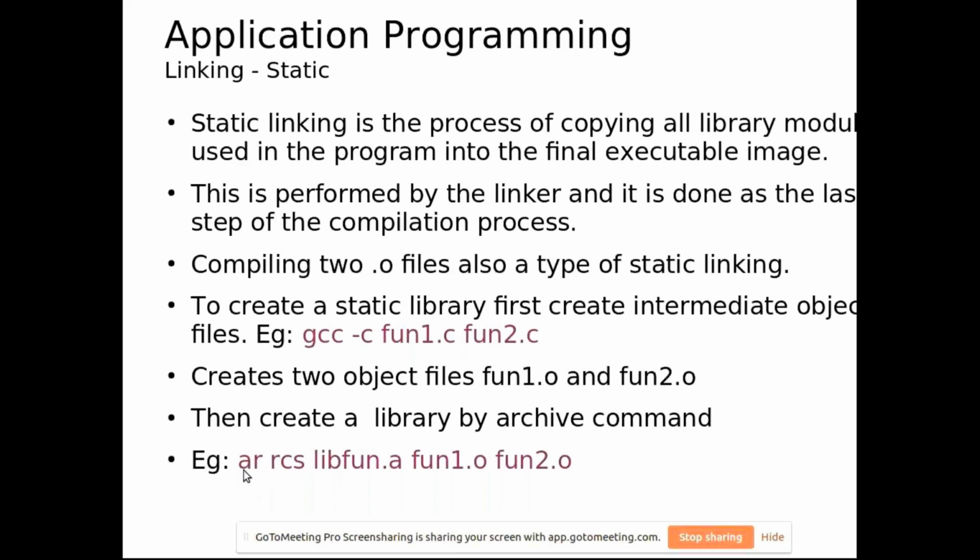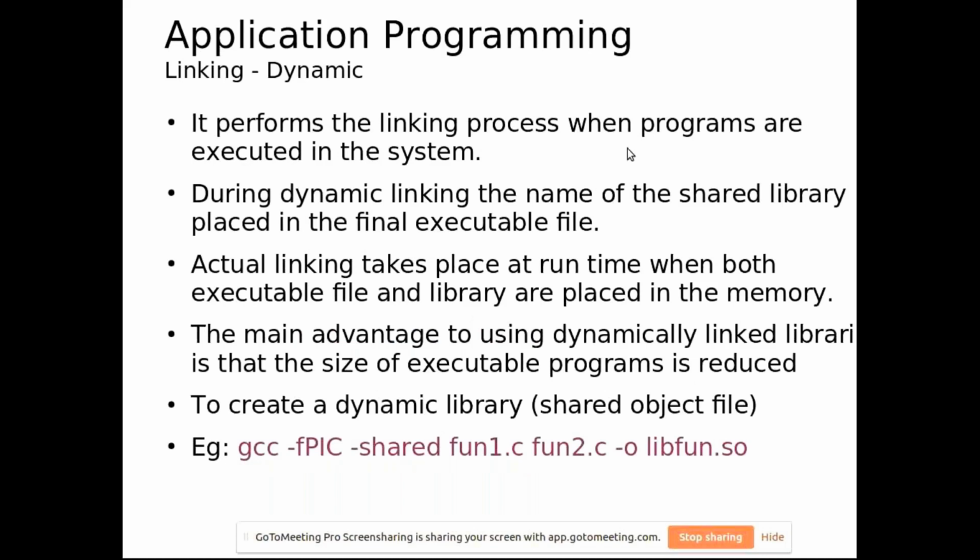Dynamic linking performs the linking process when programs are executed in the system. During dynamic linking, the name of the shared library is placed in the final executable file. So actually, linking takes place at runtime when both the executable file and libraries are placed in memory. The main advantage of a dynamically linked library is that the size of the executable is reduced. We have all the dynamic libraries in the system, so they can take advantage. But if we want some porting of the app, then it creates a problem if you don't have the library in that system. To create a dynamic library, a shared library is used.